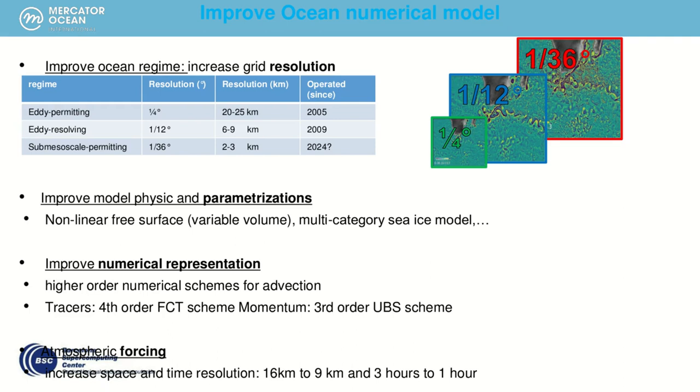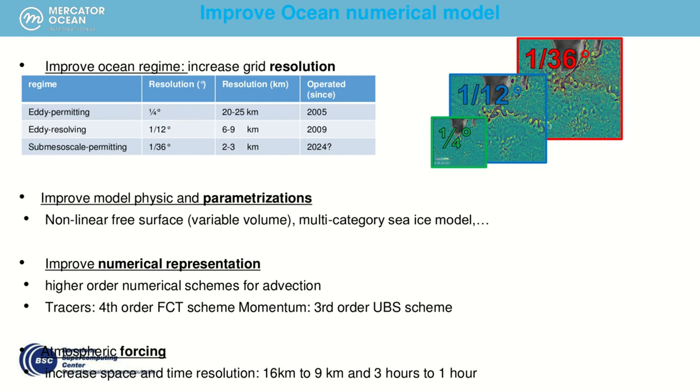We have the eddy-resolving resolutions like the 1/12 degree, that is the same that we were talking about in the previous presentation. And then we have submesoscale-permitting, where on top of the main eddies, there are also sub-eddies being resolved, as you can see in this plot of the South Africa region. And this 1/36 degree resolution is simulating from 2 to 3 kilometer horizontal resolution. And the idea is to operate this resolution in CMEMS from 2024.